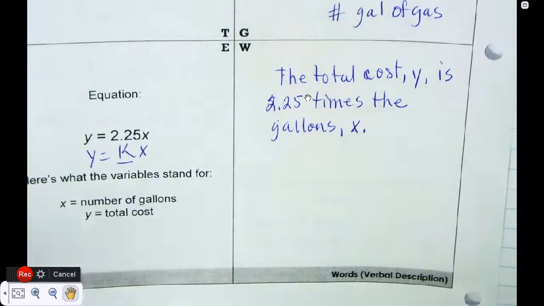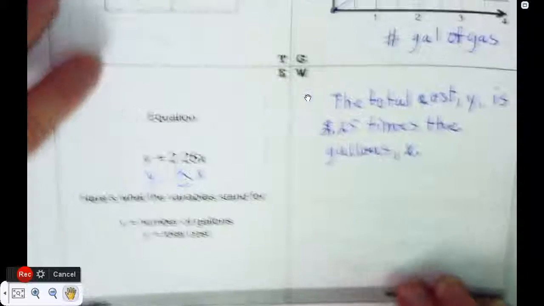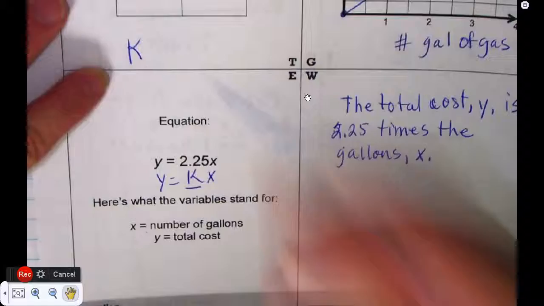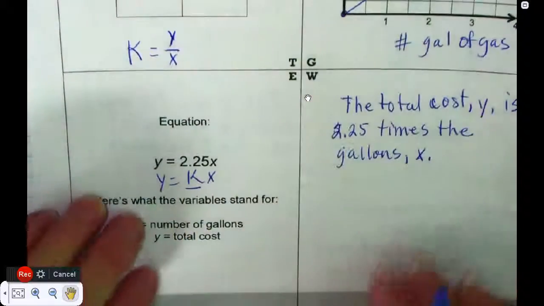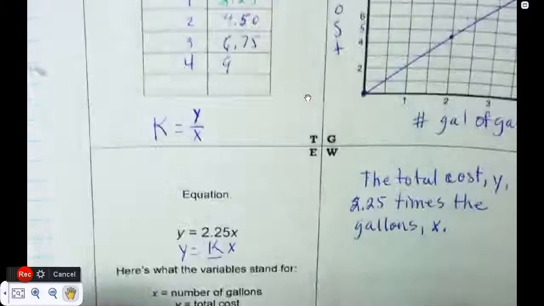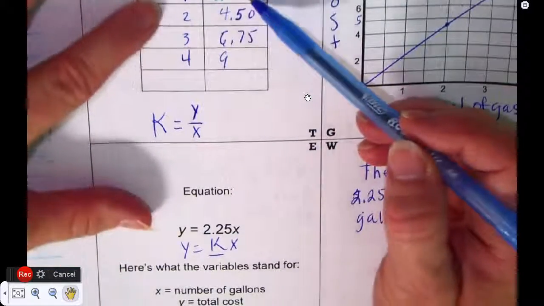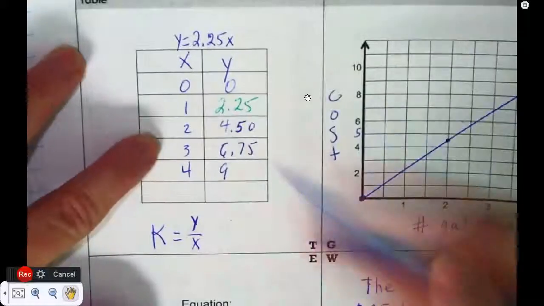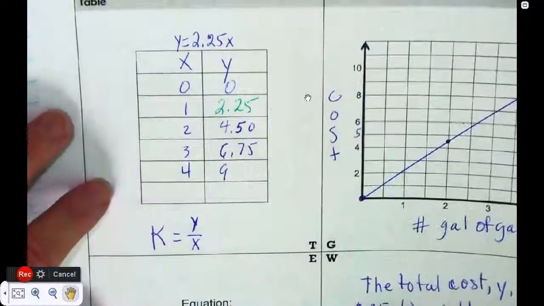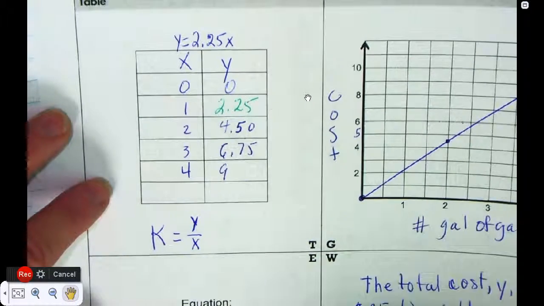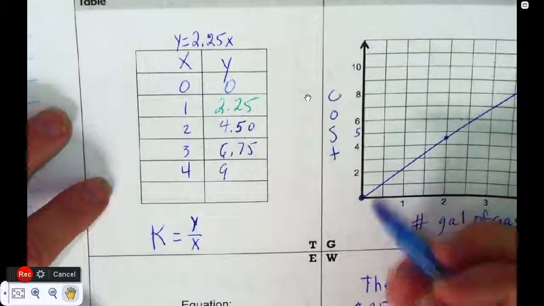Good. Now, let's come right over here, and I want to write something. K equals Y over X. Okay, so we can take any one of these to find K, correct? Any one of these to find K. They already gave it to us, didn't they, down there? But I can take any of these and divide it.